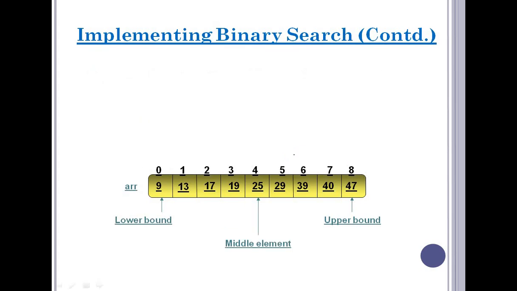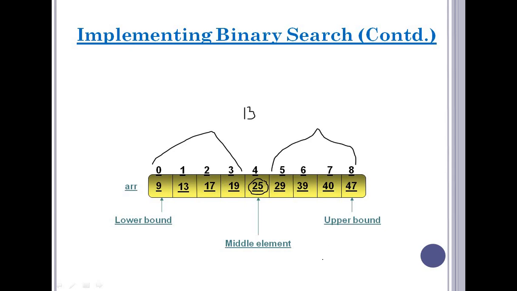Now we have to compare the element we want to search with the element pointed to by mid. Because I want to search 13, I will compare 13 with 25. It is not the same. The 13 is less than the middle element, which means that if this element occurs in my array, it should fall into the first half of my array. So I don't have to search for 13 in the second half of the array.